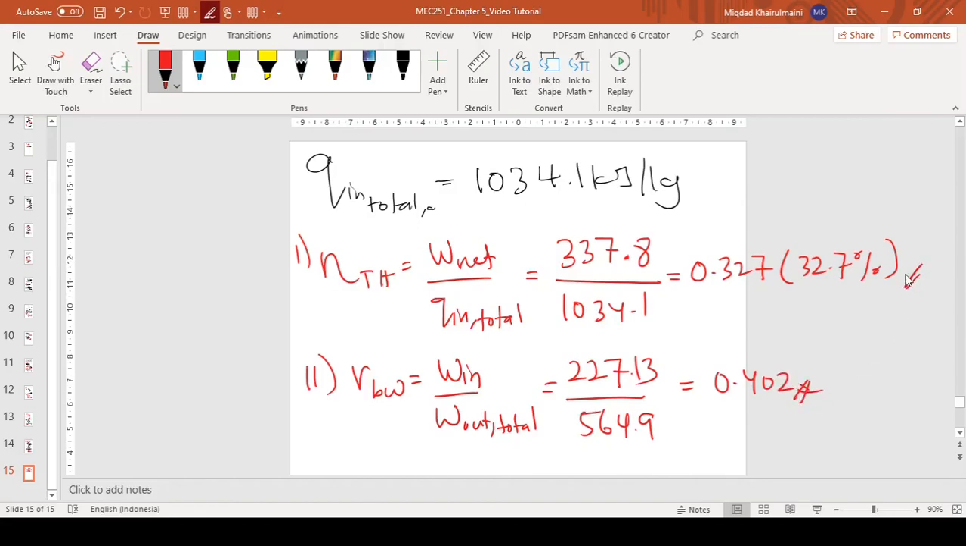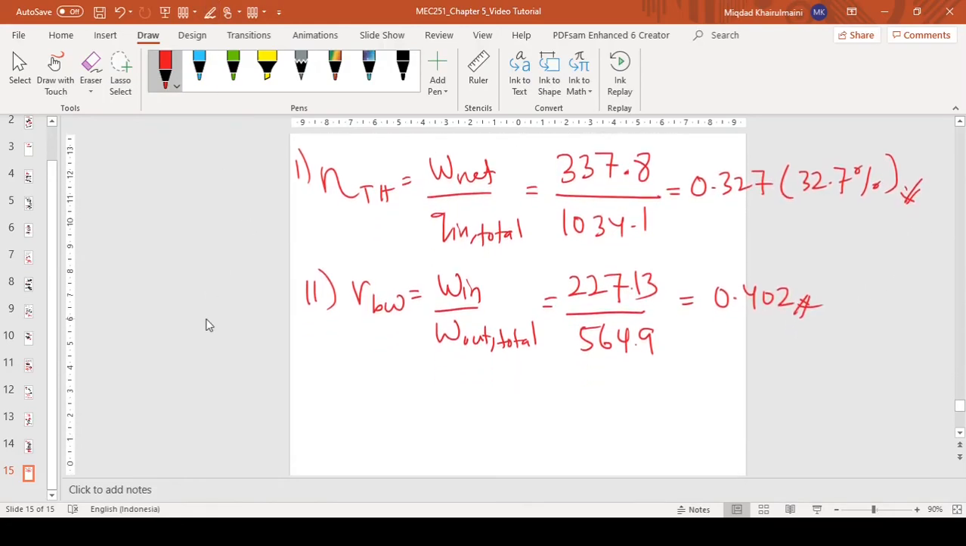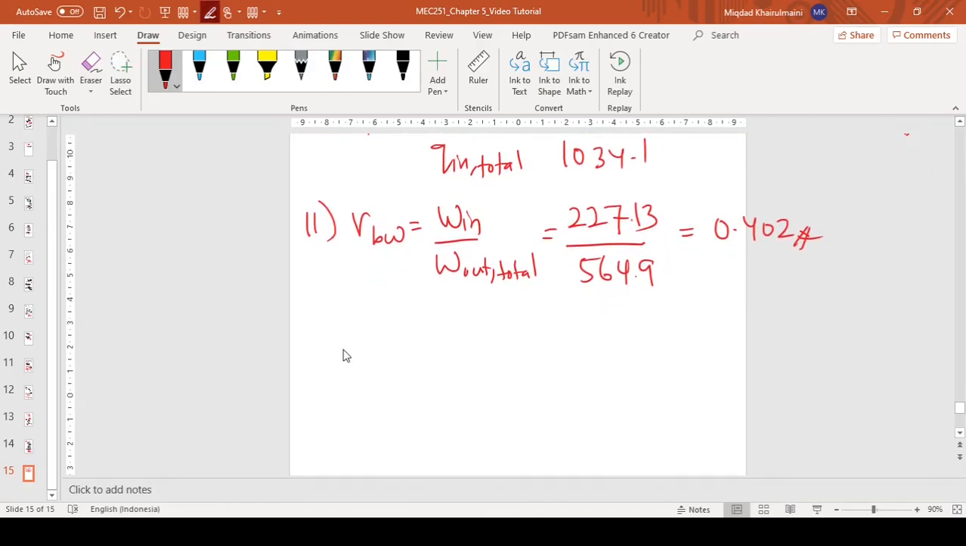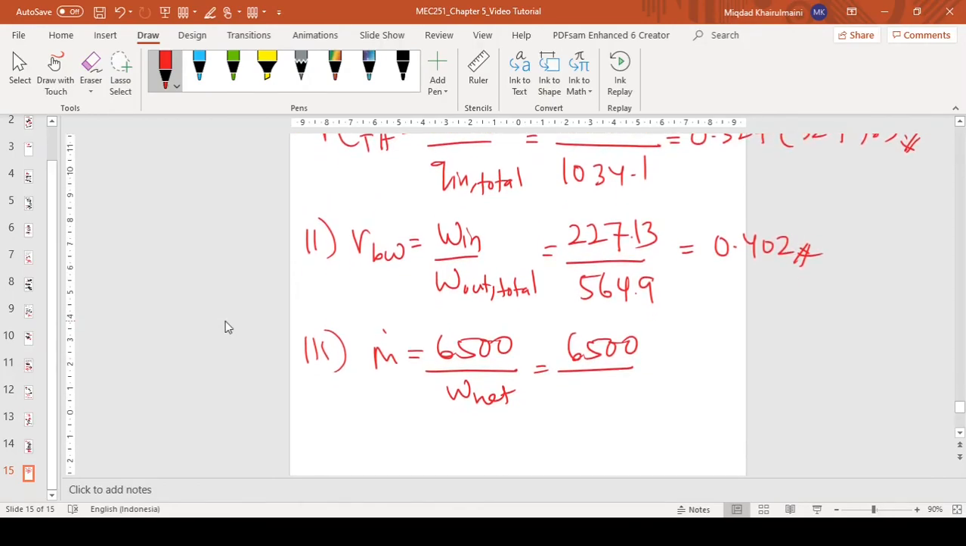And finally the mass flow rate. For mass flow rate we have already come up with the equation: 6500 kilowatts divided by the work net, which was 337.8. So we can get here 19.24 kilograms per second. So this is a question for subtopic 5.5, Brayton cycle with reheating process.